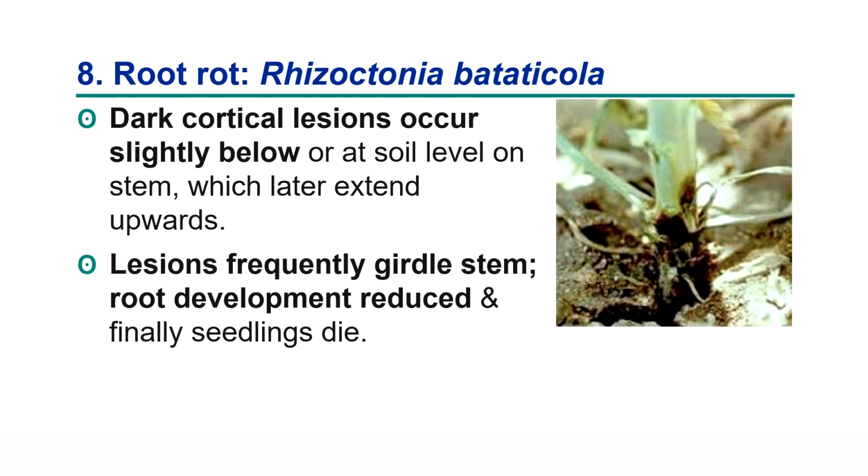The next disease of safflower is root rot. It is caused by Rhizoctonia bataticola. What are the symptoms? Dark cortical lesions occur slightly below or at soil level on the stem, which later extend upward. You can see on the right side, this is the lower portion of the stem, where the infection of the fungus has occurred, and here the rotting starts. Rotting of the stem part starts, and lesions frequently girdle the stem. Root development is reduced, and finally the seedling dies. So it can be quite a destructive disease at times.